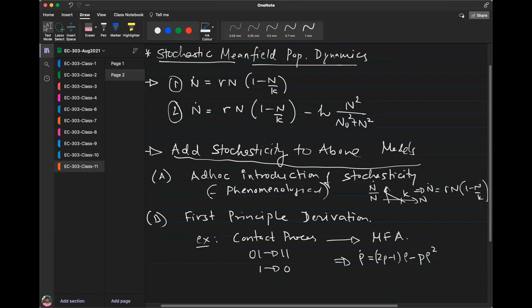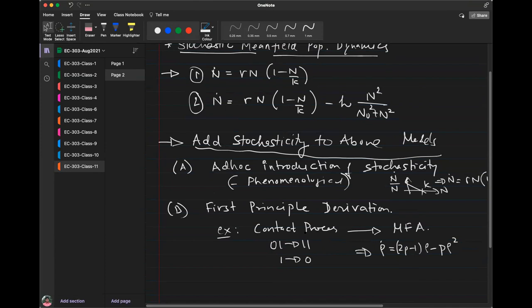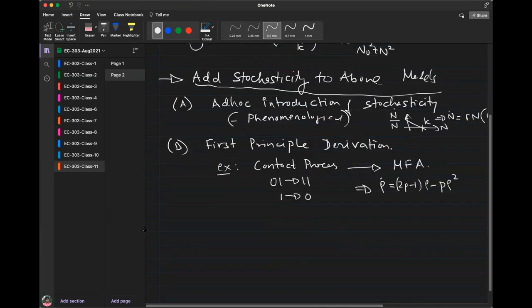Today we will stick only to the ad hoc, or phenomenological, introduction of stochasticity. So that's what we will do.